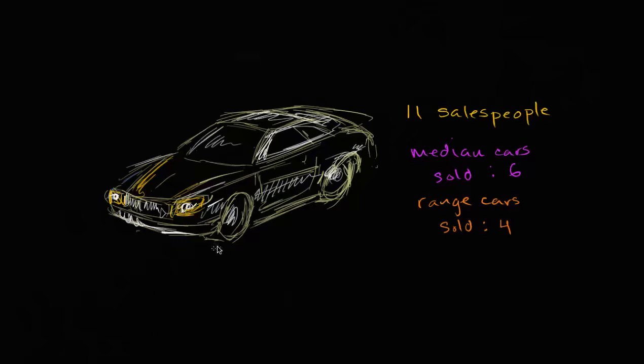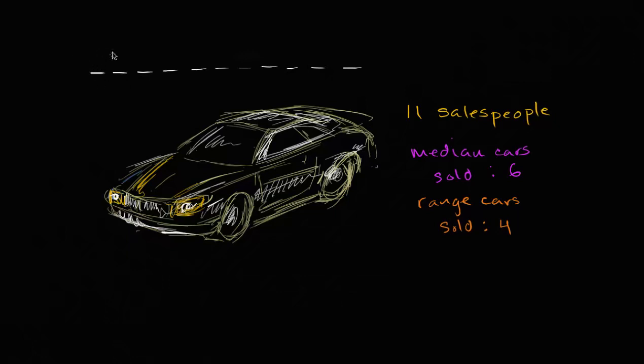Let's say that we run a car dealership and we have 11 salespeople. And we record the number of cars each of the 11 salespeople sold in the past week. So this is one of them, 2, 3, 4, 5, 6, 7, 8, 9, 10, 11. So we record how much each of them sold.